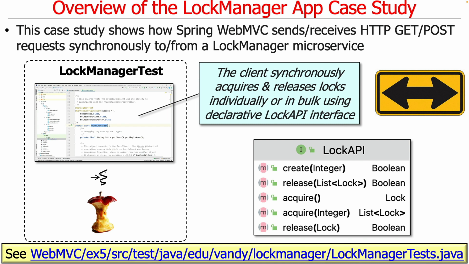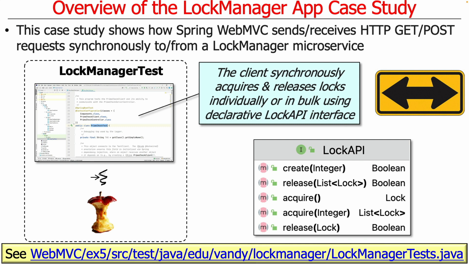So the client is going to make requests to synchronously acquire and release locks, either one at a time, like give me the next one, or I would like some of them, some N of them. So you can have multiple permits. And you can see here, this is what the interface looks like.